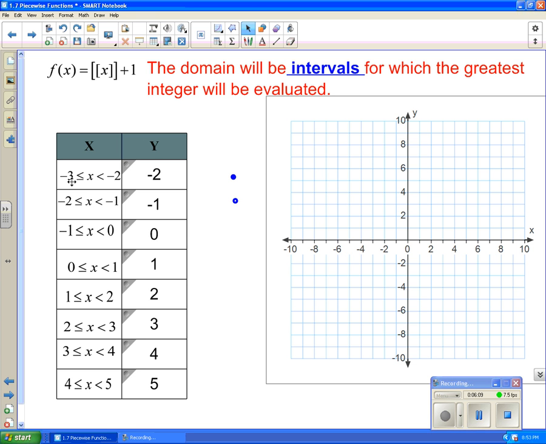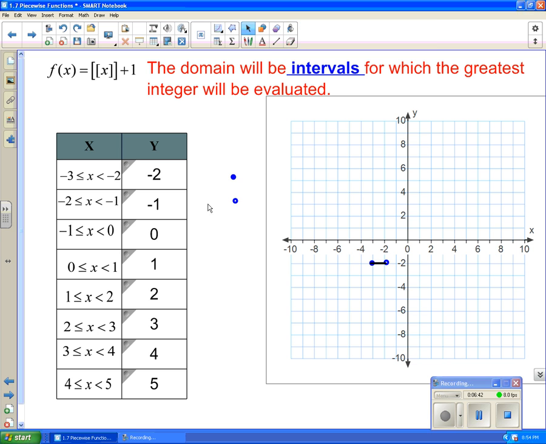So on the interval between -3 and -2, my output's -2. On the interval between -2 and -1, my output's -1. So this is working just the same as the previous example, except now I'm adding 1 to it. So we'll graph just a few of these. Here it begins at -3, including -3, it goes to -2. So I've got -3, -2 with a closed dot. And then it goes all the way up to -2, but not including -2. The answer is still -2, so I have an open dot. And I go ahead and connect my dots and have my staircase.